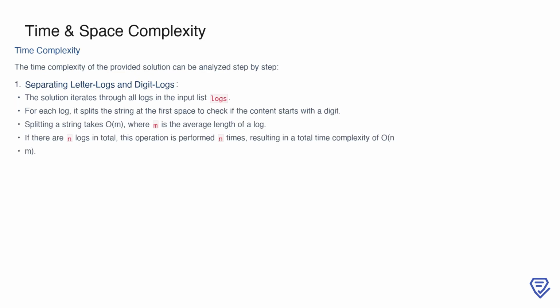To analyze the time complexity of the solution, we begin by examining the process of separating letter logs from digit logs. In this step, the solution iterates over the entire list of logs. For each individual log, it splits the string at the first space to determine whether the content starts with a digit or not. Splitting a string takes time proportional to its length, which we denote as m, the average length of a log. Since this operation is repeated for all n logs in the input list, the total time complexity for this step becomes O(n*m). This covers the initial log separation step.